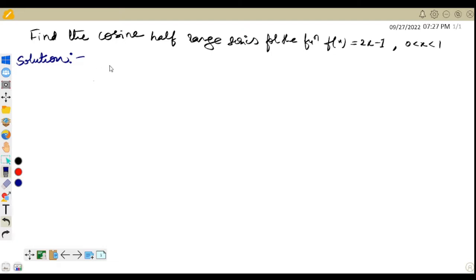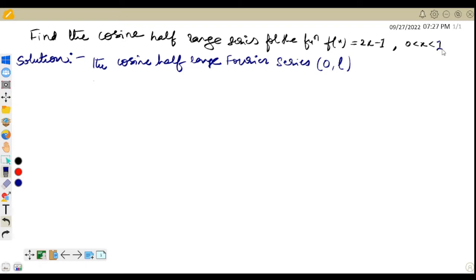Students, first I am going to write the cosine half-range Fourier series in general, in the interval 0 to L. This is with respect to 0 to 1. f of x is equal to a naught by 2 plus summation n runs from 1 to infinity a n cos n pi x by L. This is in general, for an arbitrary period of length L.